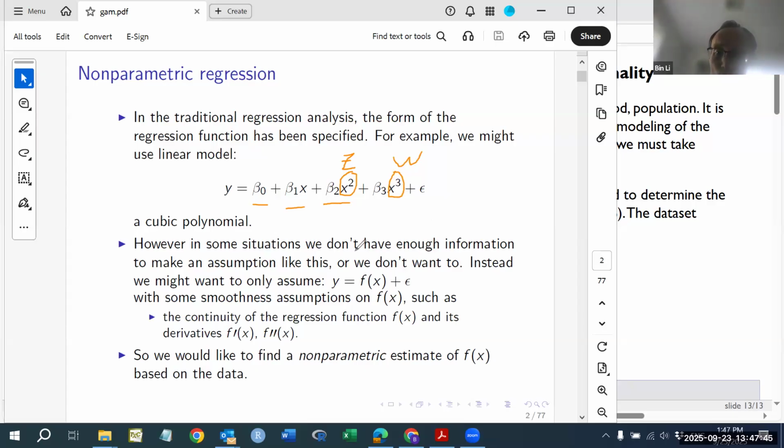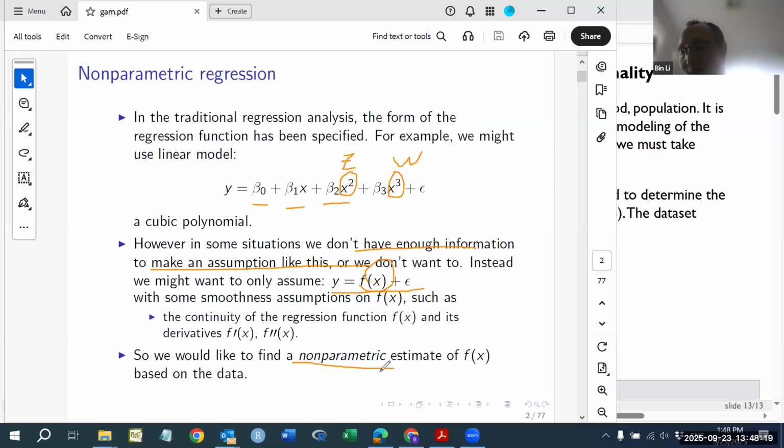However, in some situations, we don't have enough information to make an assumption like this. So we may just want to assume y equals f(x) plus epsilon, where f(x) is just a smooth function with first and second order derivatives. So this is a very general assumption. Can we have that? Yes. And this type of regression, we call non-parametric regression.